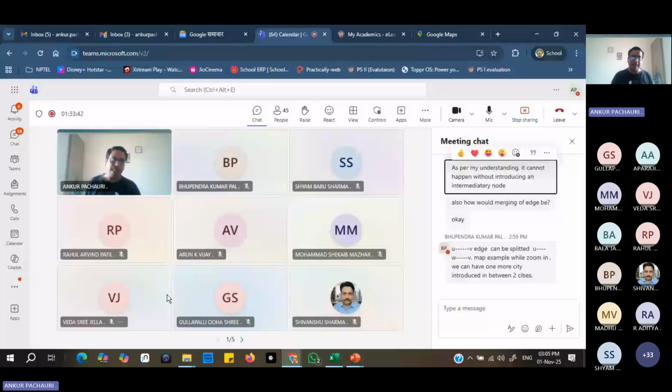But in this example, so Bhupen, thank you. That splitting of an edge will be a candidate for addition of a new vertex in the graph. So in this case, splitting edge UV and introducing a new node W in between U and V, the both will be the same. So in that case, yes. Thank you, Bhupendra.